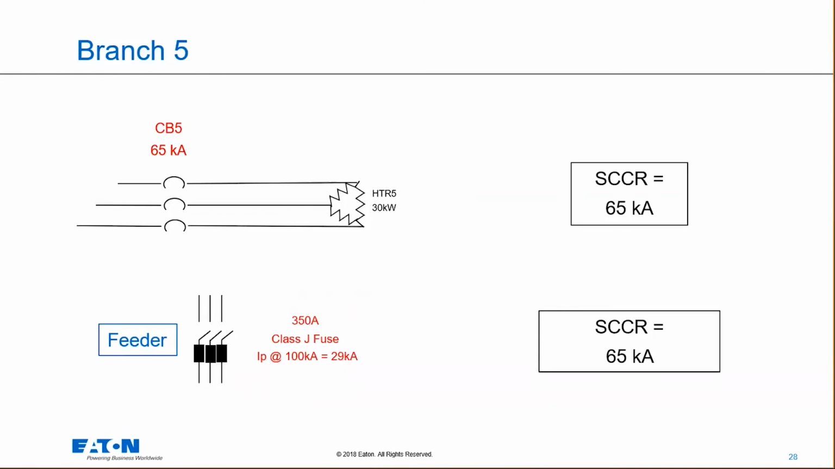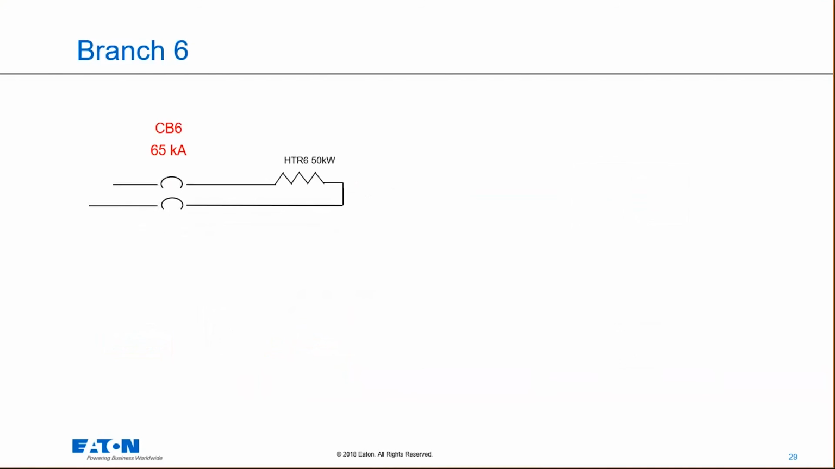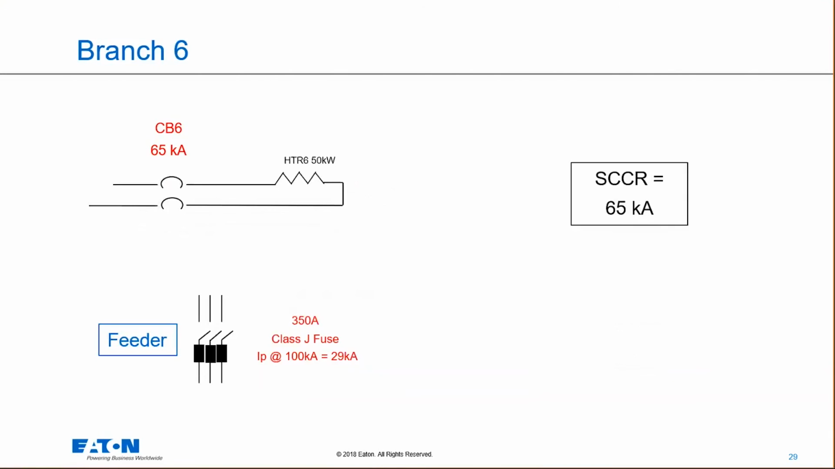It's a fine rating. 65 is a good rating, so we'll leave it where it is. Same thing with this one. Can we raise that rating? Nope. Once again, it's a 65 KA, but we still can't raise the rating of that 2-pole breaker. So we can't use the rules to do that, and now we have a 65,000 amp rating on that branch as well.